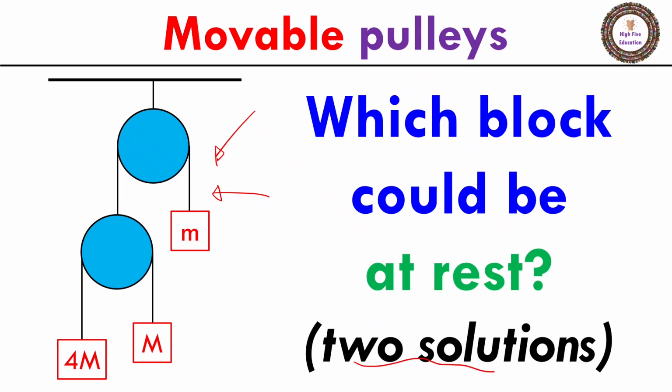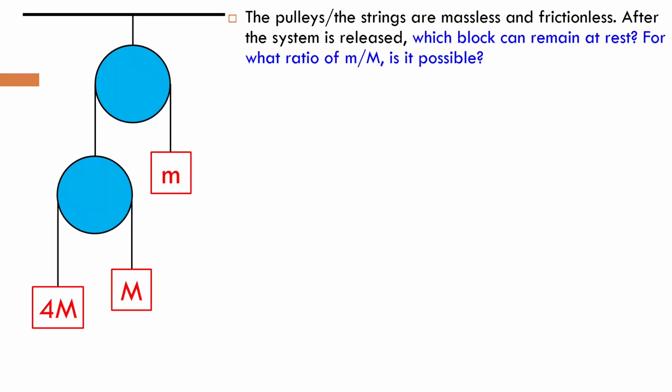Let's discuss it today. In this question, there are three blocks: small m, big M, and 4M. In the beginning, all the blocks are at rest, and the pulley and strings are massless and frictionless. So the question asks, after the system is released, which block can remain at rest? And for what ratio of small m over big M is it possible?